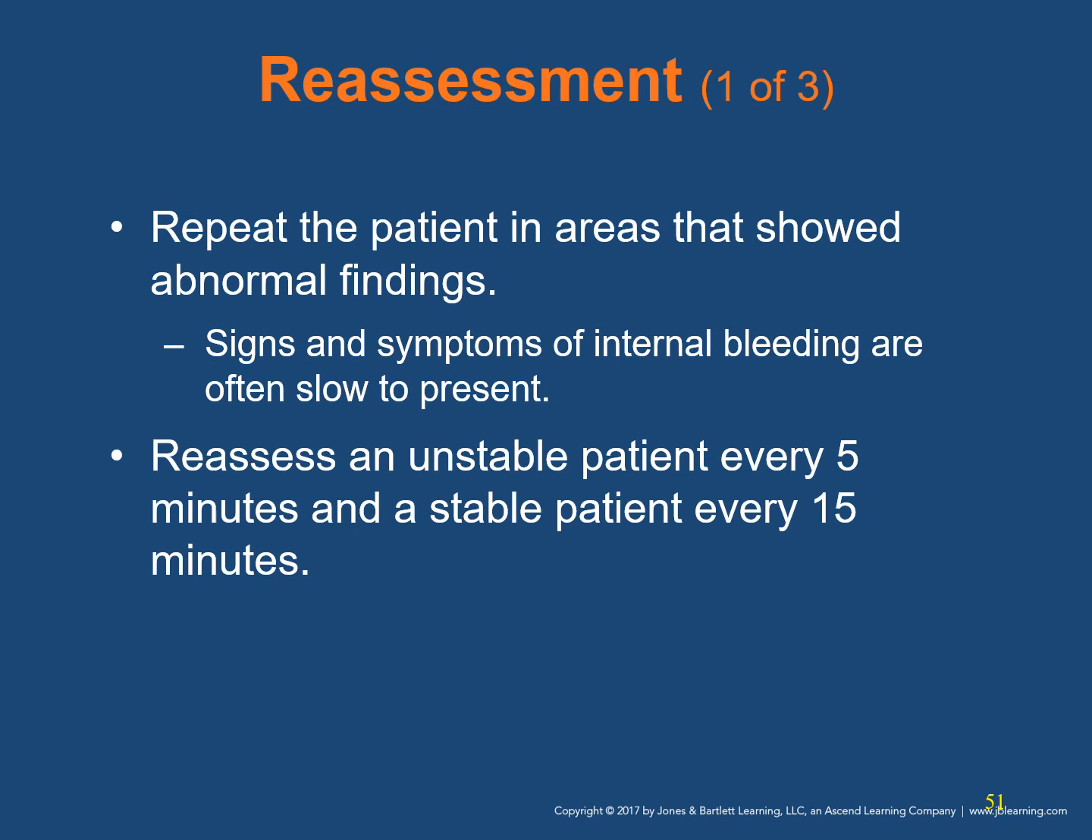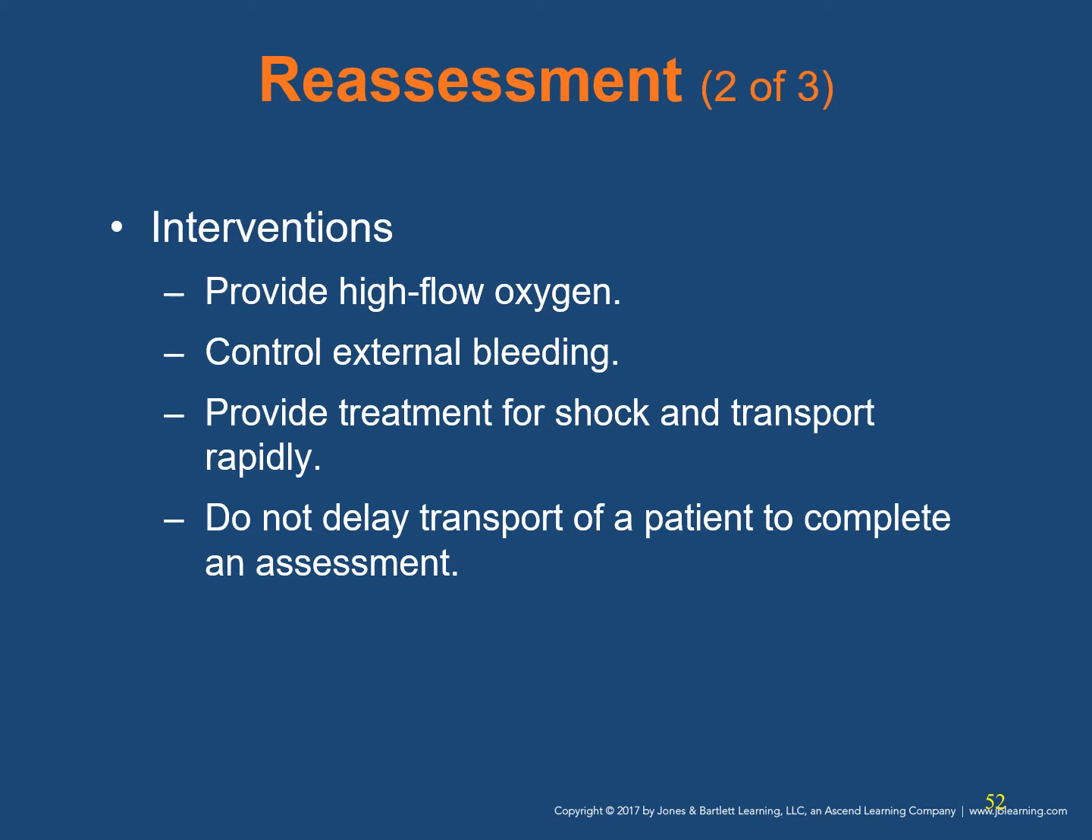Reassessment. Reassess the patient frequently, especially in the areas that show abnormal findings during the primary assessment. Signs and symptoms of internal bleeding are often slow to present. Children will compensate well for blood loss and then crash quickly. Reassess an unstable patient every 5 minutes and a stable patient every 15 minutes. Interventions. Provide high-flow oxygen, control external bleeding, provide treatment for shock if applicable, and transport rapidly. If internal bleeding is suspected, apply high-flow oxygen via a non-rebreather mask and provide rapid transport. Do not delay transport of a patient to complete an assessment.